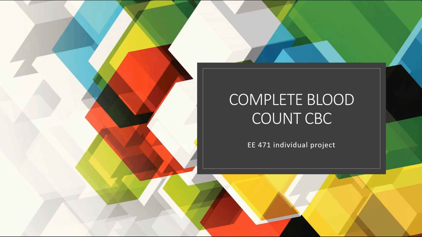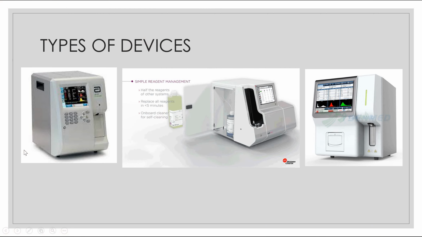In the CBC, usually we know how many red cells and blood cells there are, so we know what the components within the blood itself are. Here are the types of devices that we could usually see in a regular laboratory. After they take the blood sample from the patient, usually they run it through these devices.